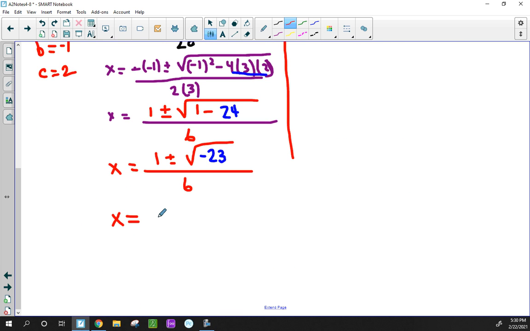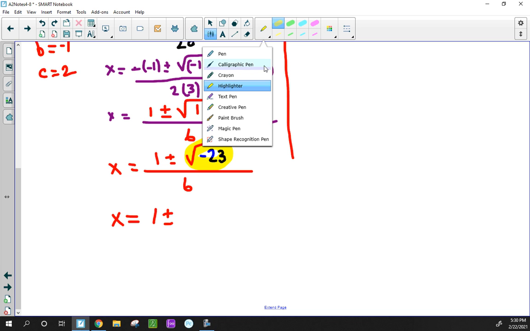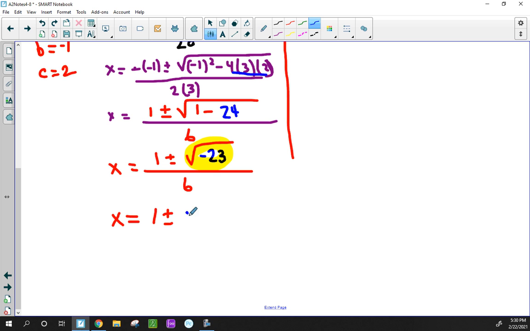So here's what I want you to do after this. You're now going to do what you've learned in the past. You're going to take the discriminant, this part I've highlighted, and write it a different way. You're now going to write the square root of negative 1 times 23. Okay, we know that the square root of negative 1 is the definition of i. That's the whole purpose in this unit, is to understand where that came from.